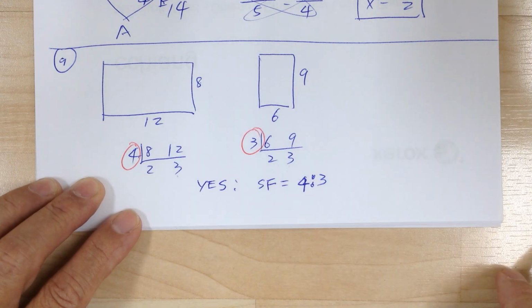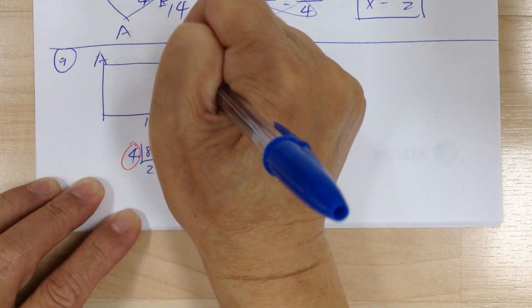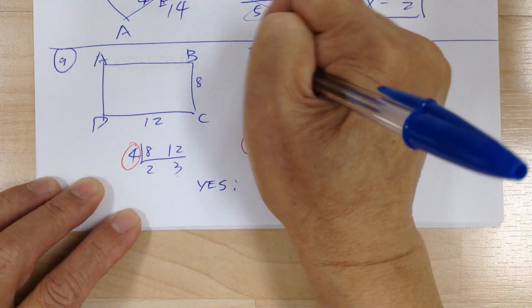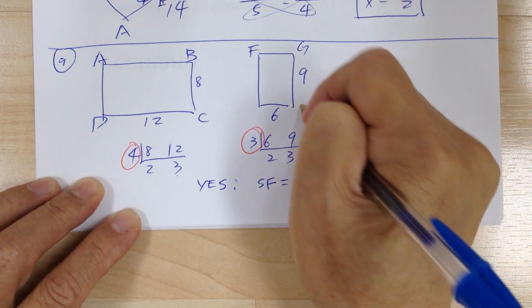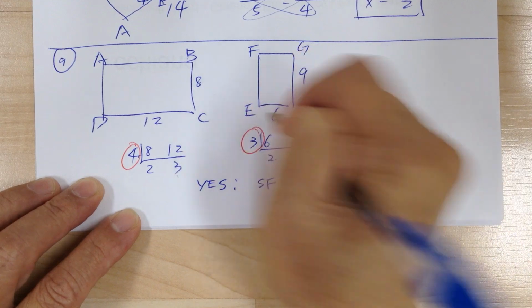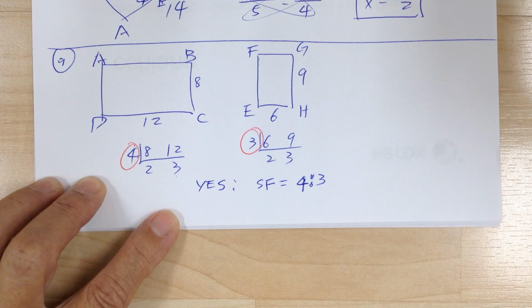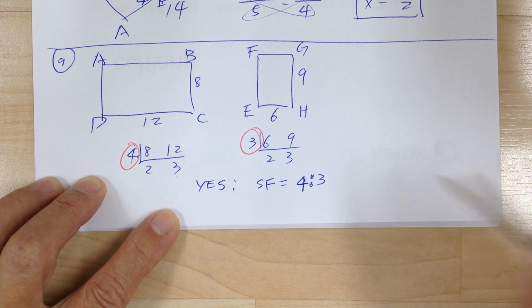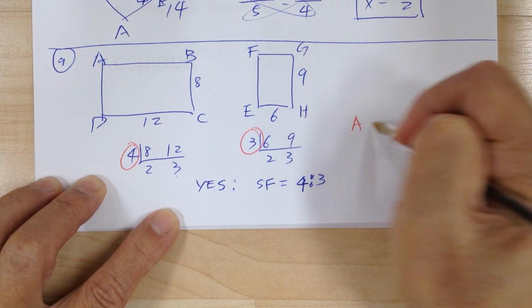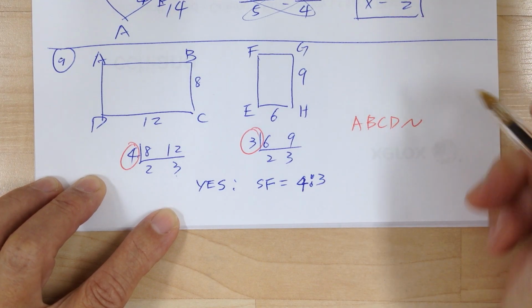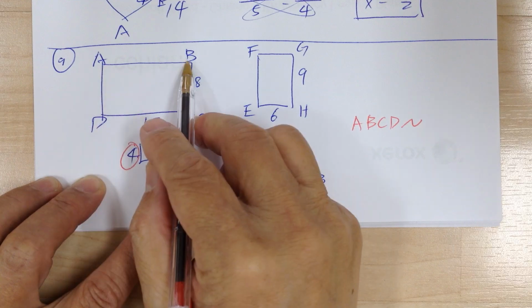So this is A, B, C, D, and this is F, G, H, E. Again, make sure you always read the question carefully. Make sure you answer all questions. So let's go and just go ABCD is similar to. So this is the long way first.